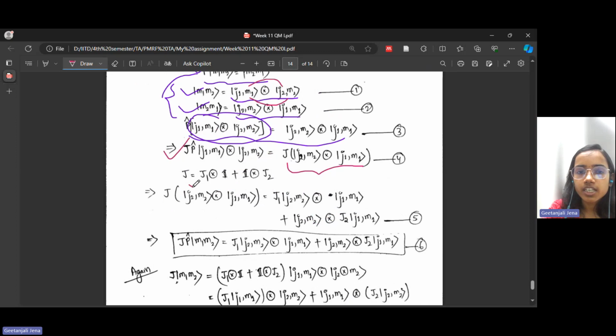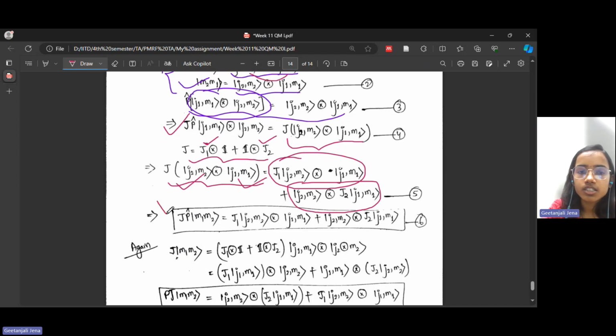And J you already know. J is given by this expression, which is J1 tensor identity plus identity tensor J2. So when you act J here, the J1 operator will act on J2 M2, and the J2 operator will act on J1 M1. So this is what I have written here: J1 acting on J2 M2 tensor J1 M1, and J2 acting on J1 M1. So this is JP when it acts on M1 M2. We will get an expression like this.